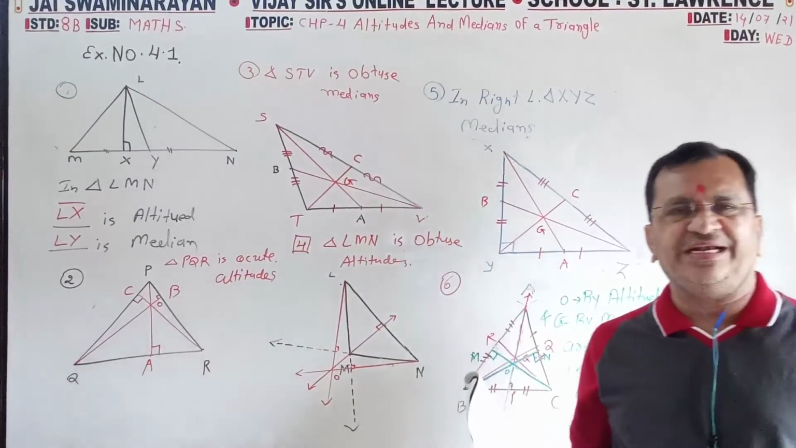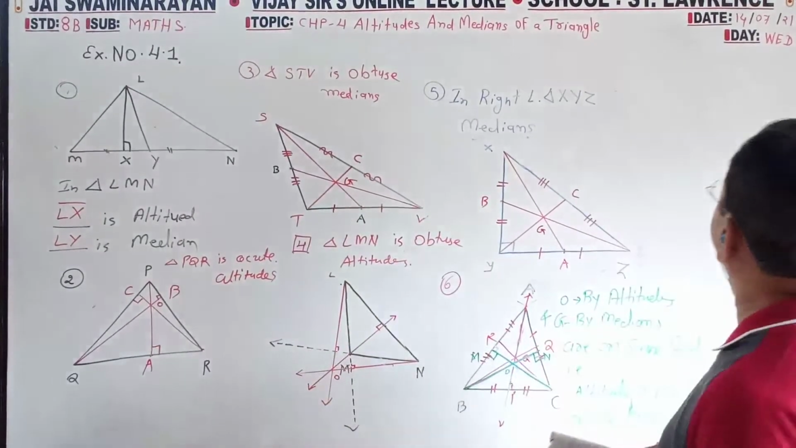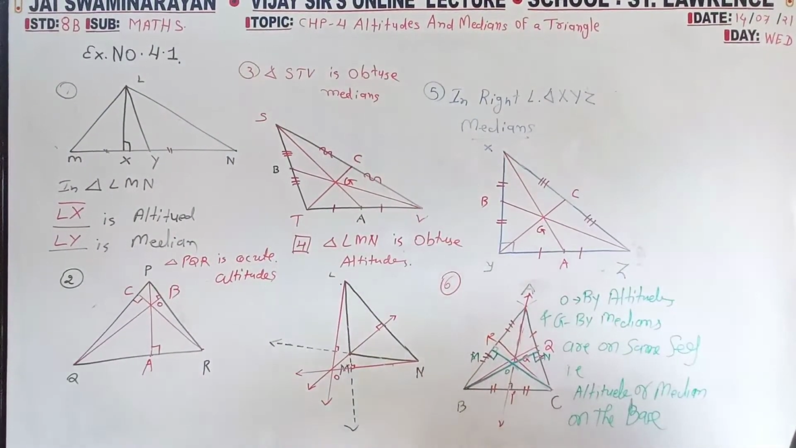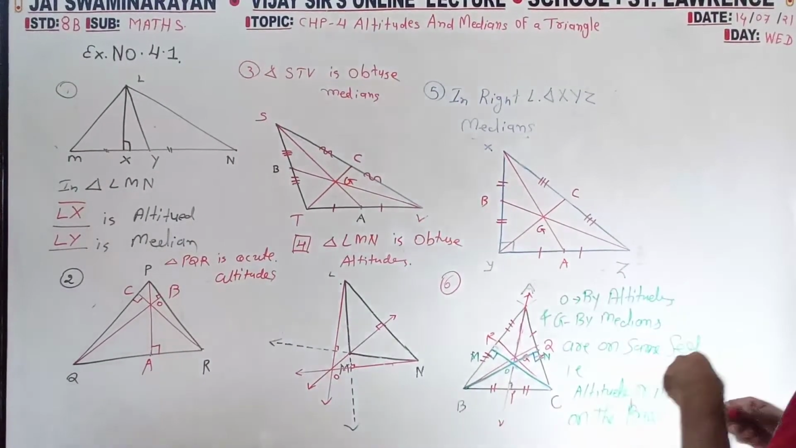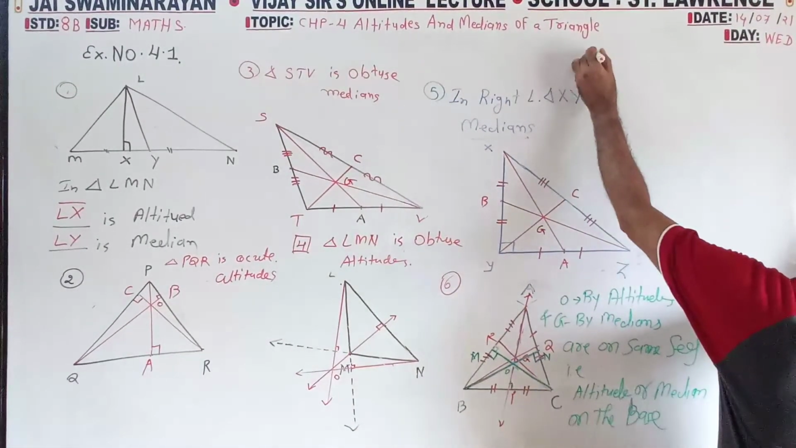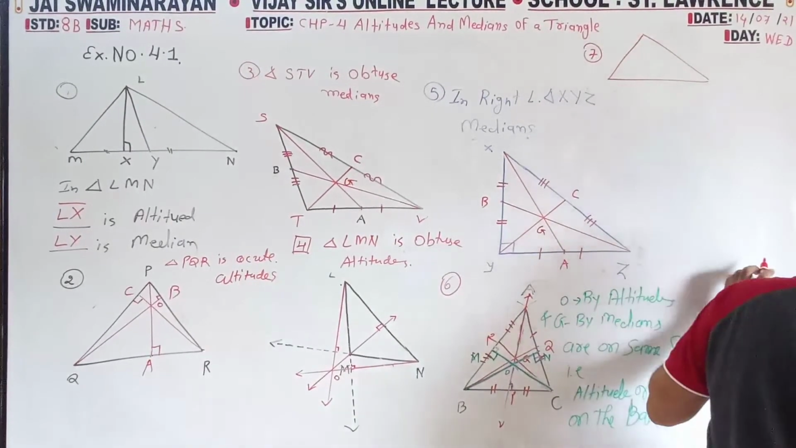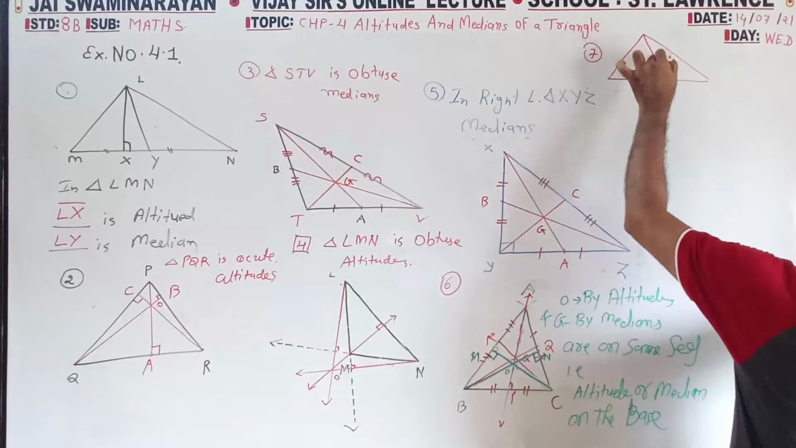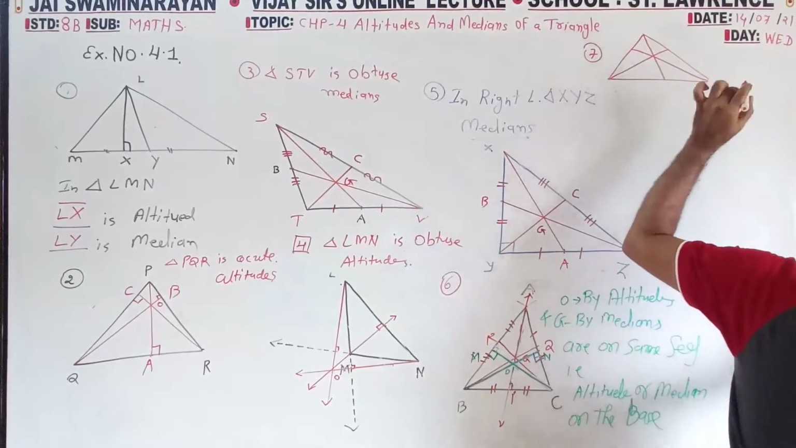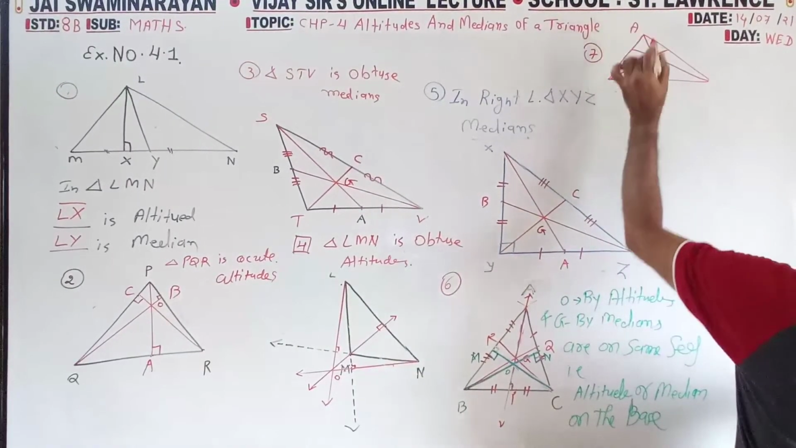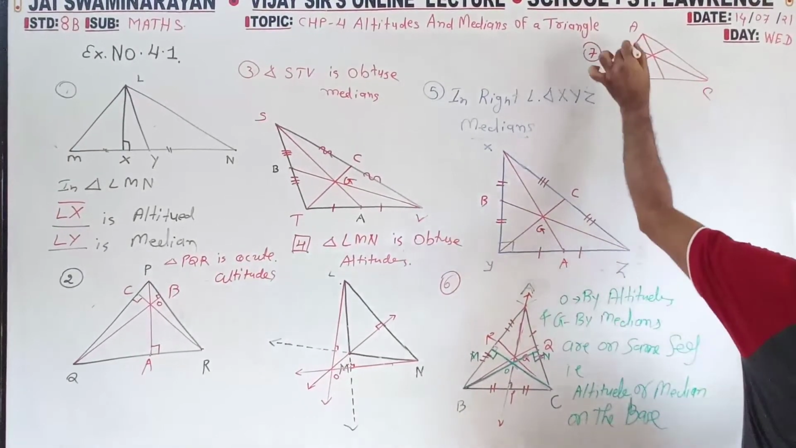In the textbook, one diagram is given. You just have to measure and write the reading. Seventh one. It is given. Median it is given. Correct. A, B, C, R, P, Q.